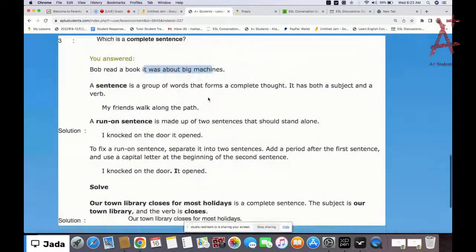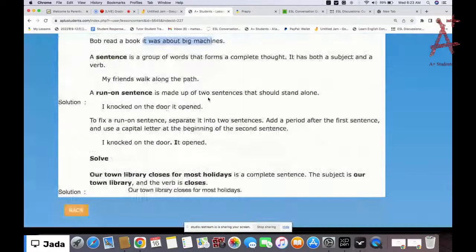So now the next one is our library closes for holidays. Our library closes for holidays is a complete sentence because it shows that there's the subject and then there's the verb. So it's a complete sentence, it makes sense and it is correct.